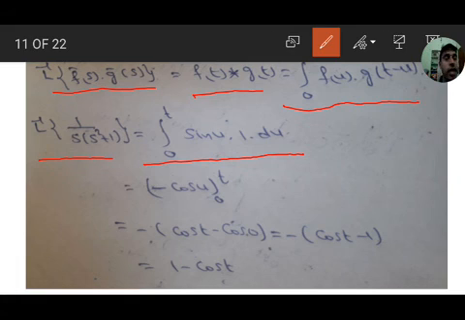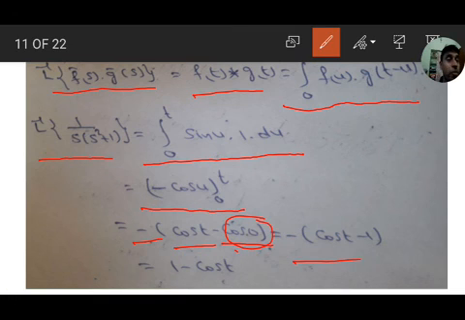So, the integral of sin u is minus cos u, from 0 to t. The minus is outside: upper limit cos t minus lower limit cos 0, that is cos t minus cos 0. The cos 0 value is 1, so minus of cos t minus 1. If you multiply with minus, we get 1 minus cos t. It is the value. Okay, I will repeat.